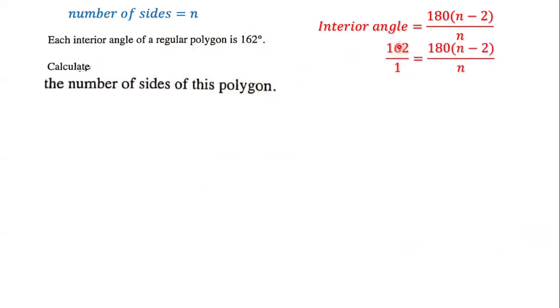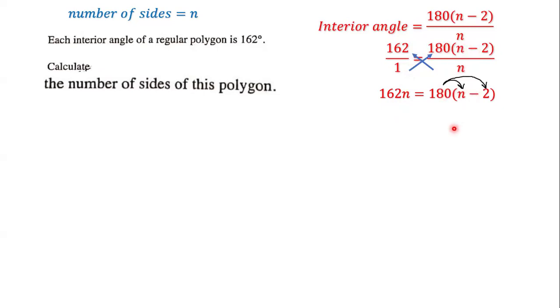We know that the interior angle is 162, so we put 162 all over 1. The reason why we do this is because we're preparing to cross multiply. So we have 162 over 1 is equal to 180 multiplied by n minus 2 all over n. Next, we cross multiply. We have n times 162, which gives us 162n, and we have 1 times 180 times n minus 2, and that gives us 180 times n minus 2.